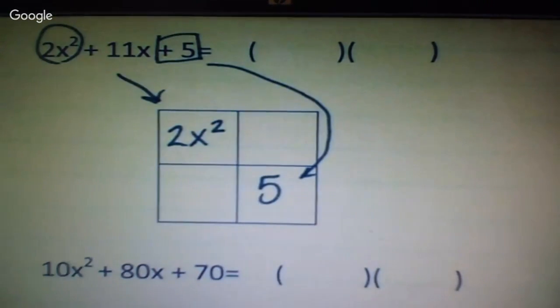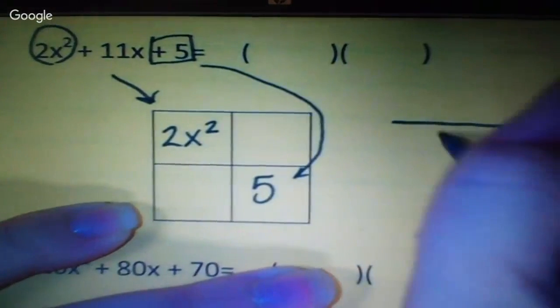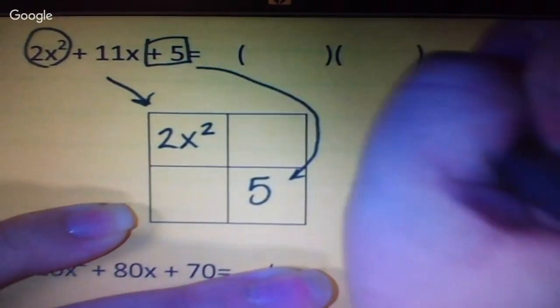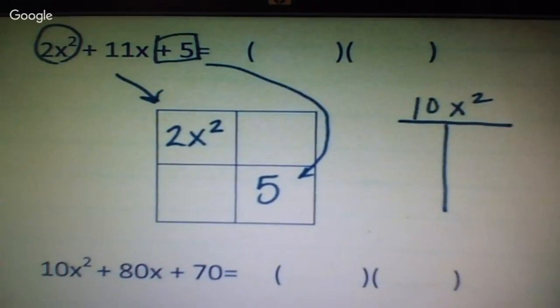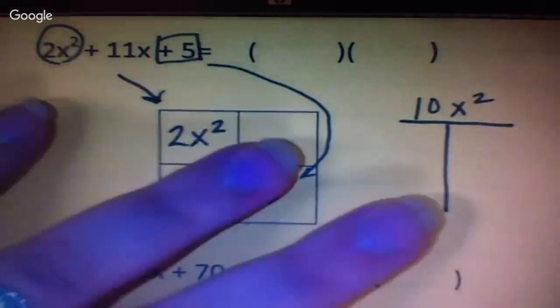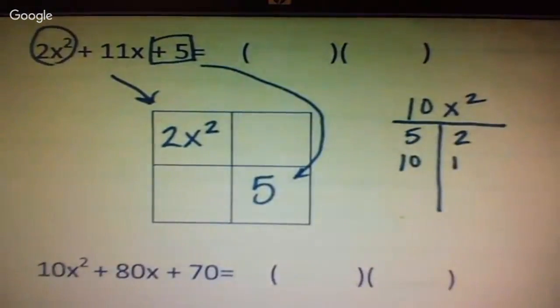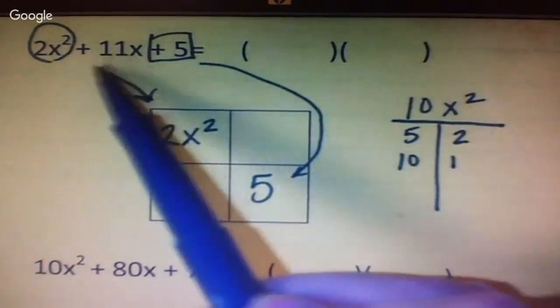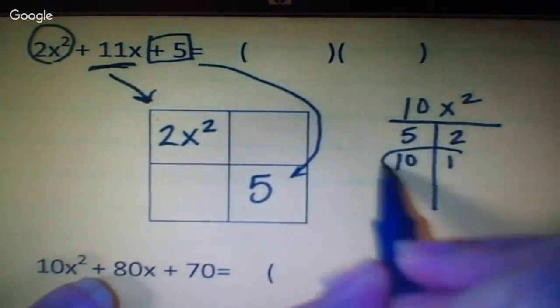To find my factors, I need to now multiply these two together. So 2x squared and 5 give me 10x squared. Okay. So I need factors of 10. What do we got? 5 and 2, 10 and 1. They need to go together to give me this middle term. So they said 10 and 1.